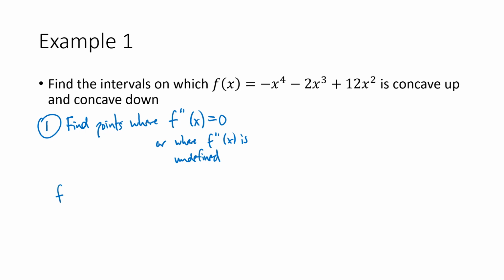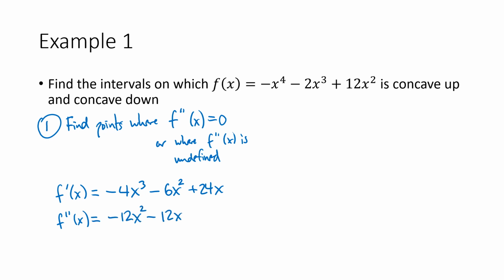So if we're going to need to look at f double prime, the first thing we need to do is figure out f prime. So we take the derivative of negative x to the fourth, that's going to be negative 4x cubed. The derivative of negative 2x cubed is negative 6x squared, and the derivative of plus 12x squared is plus 24x. And now we're going to take another derivative, right? We need to find f double prime, so that's going to give us negative 12x squared minus 12x plus 24. As I said, that's a polynomial, so it's never undefined, so what we're looking for is trying to figure out where does that equal 0. So I'm going to factor out a negative 12.